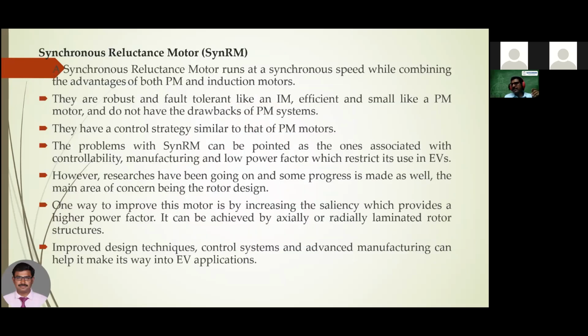The final one is the synchronous reluctance motor. The synchronous reluctance motor is similar to the permanent magnet synchronous motor we discussed, but the rotor doesn't have a permanent magnet. Like a synchronous motor, it operates at synchronous speed or not at all, right?